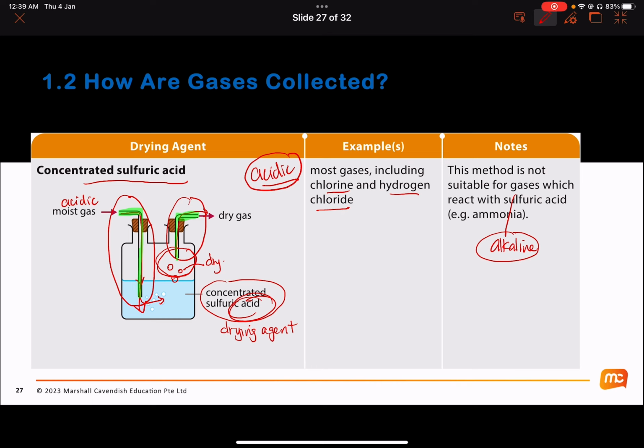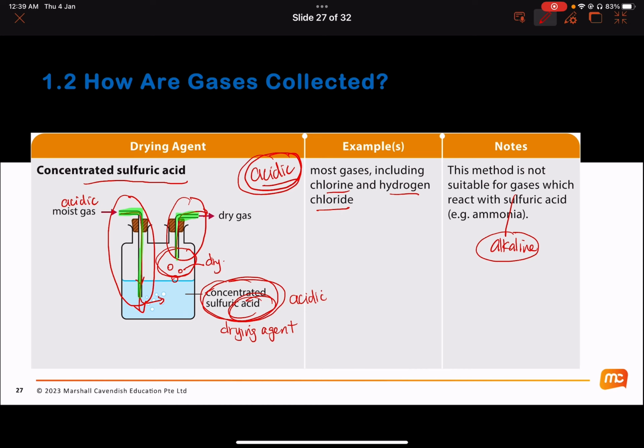It's kind of like you're trying to dry yourself with a towel. Your towel is just there to absorb water. But can you imagine, while you're drying yourself, the towel reacts with you? For example, part of the towel gets stuck onto your body permanently. You wouldn't want that to happen. That is the reason why, when you have concentrated sulfuric acid, which is acidic in nature, you use it to dry acidic gas. Same kind, they are not going to react. Acid and acid will not react. So that is for drying agent number 1.